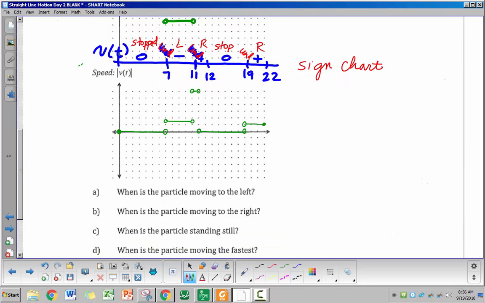This says, when is the particle moving to the left? From 7 to 11. Right, so from 7 to 11, you use the interval notation. How did you know that? Using calculus. V of t is less than 0. There we go, that's how you know. Then it says, when is the particle moving to the right?